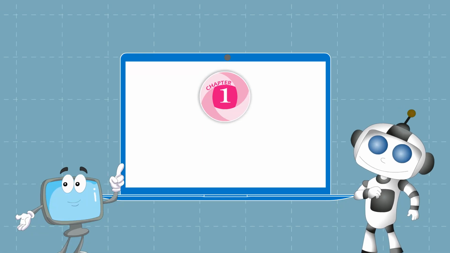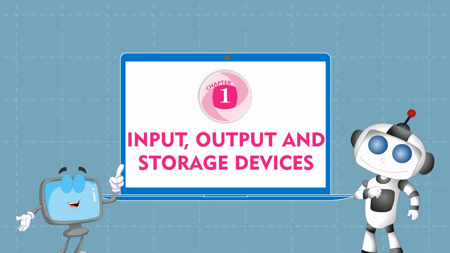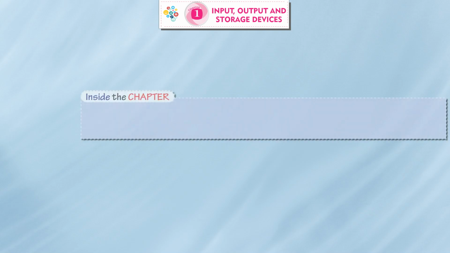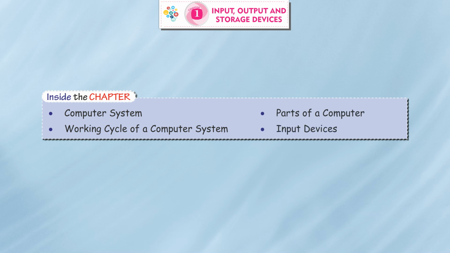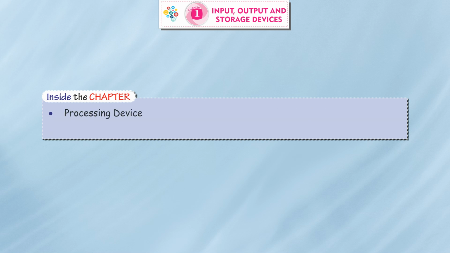Chapter 1: Input, Output and Storage Devices. Inside the chapter: Computer System, Working Cycle of a Computer System, Parts of a Computer, Input Devices, Processing Device, Output Devices, Storage Devices, Types of Memory.